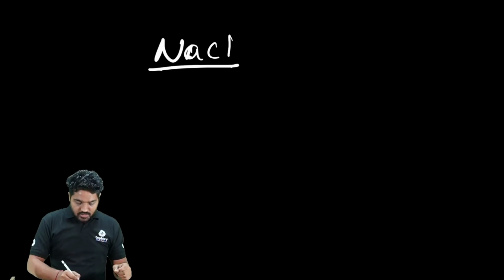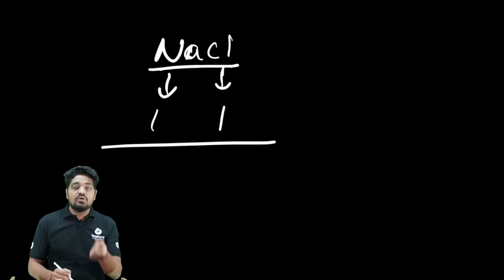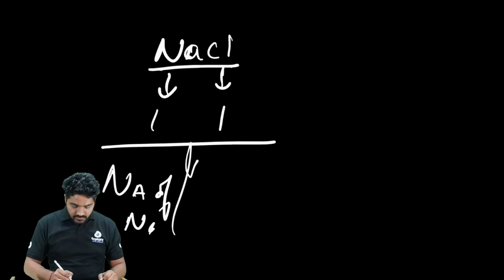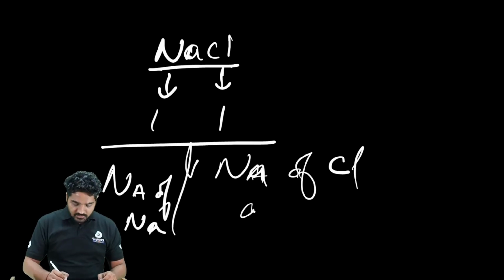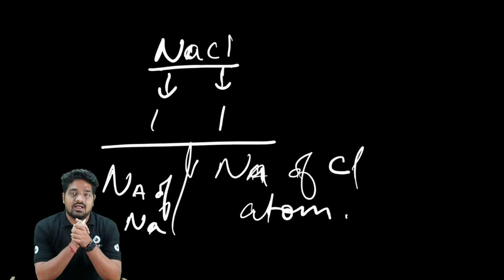So here you can simply say NaCl. Here sodium's atomicity is 1, and chlorine's atomicity is also 1. And right now I am asking about the number of sodium atoms in this sodium chloride molecule. So it is going to be Na, that is your Avogadro number, of Na. And if I ask you, Avogadro number of chlorine atoms will be present in 1 mole of sodium chloride molecule. I think this is very simple.